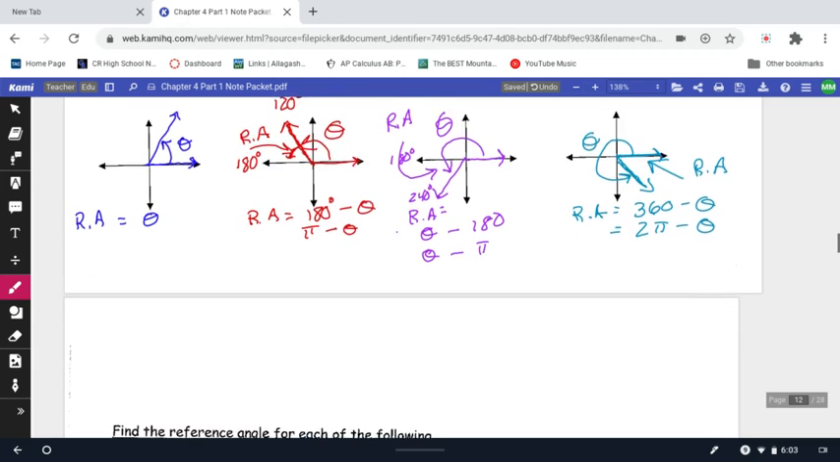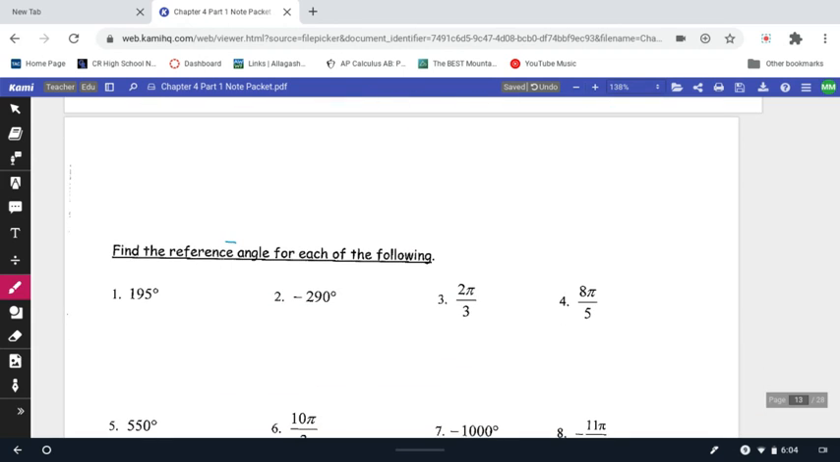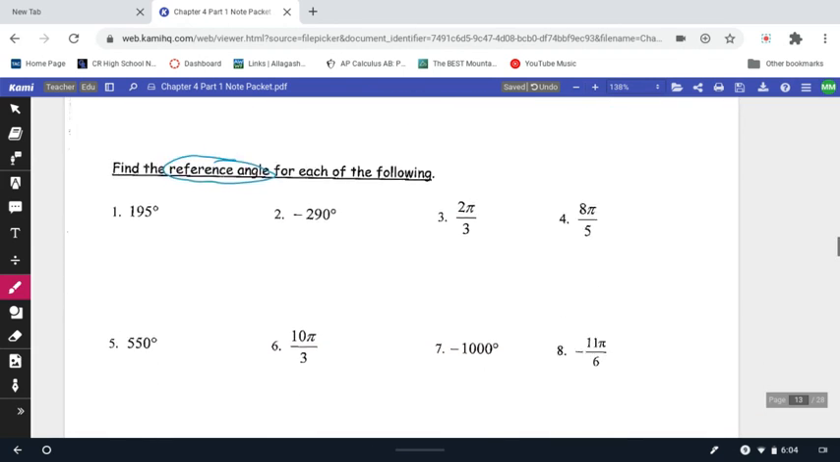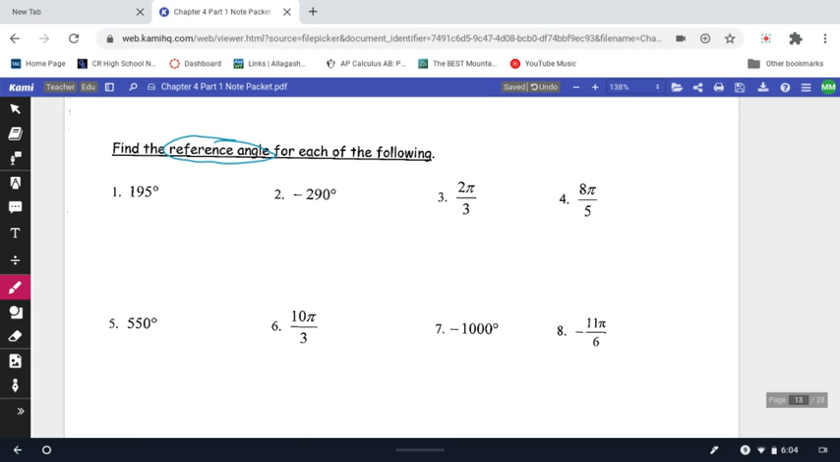All right, let's go through and find the reference angle for each of these. Now, I don't care if you show work for these or not. Some people just know them. Some people have to show work. So obviously this one here is going to have a reference angle of 15 degrees. If you need to show work, it's up to you. You just sketch an angle in standard position that represents 195 degrees. There's 180. There's the reference angle. The difference between them is 15 degrees.